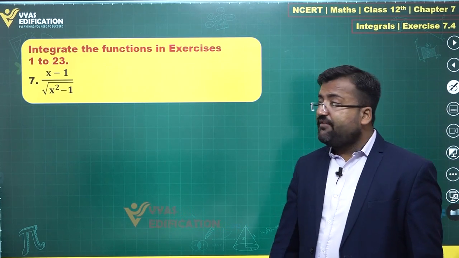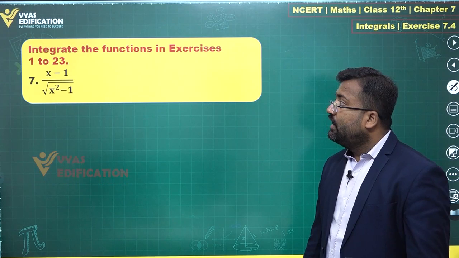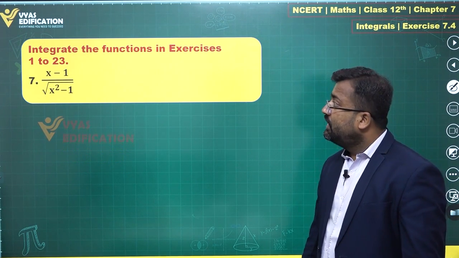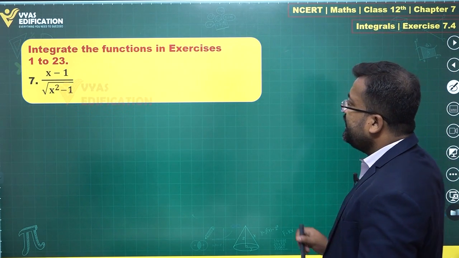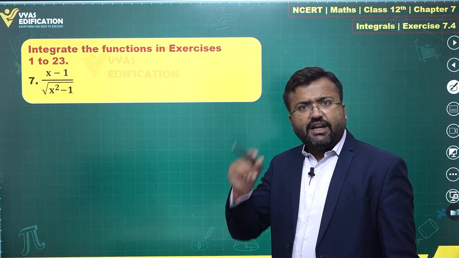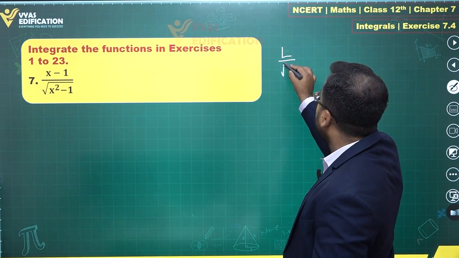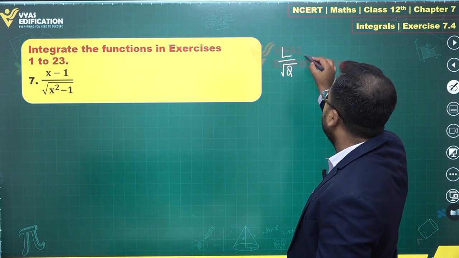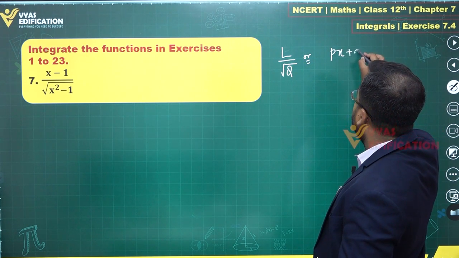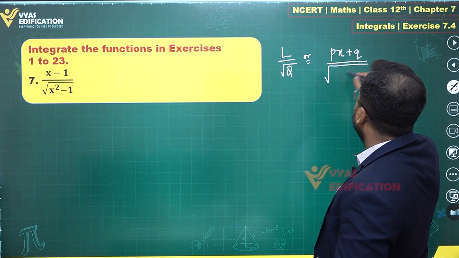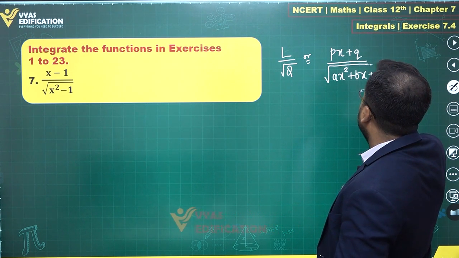In the 7th question, you have x minus 1 upon under root of x square minus 1. How will we handle this one? In the denominator you have a simple thing, but in the numerator you have a linear expression. So this is actually of the form linear upon root quadratic, which is px plus q upon under root of ax square plus bx plus c form.